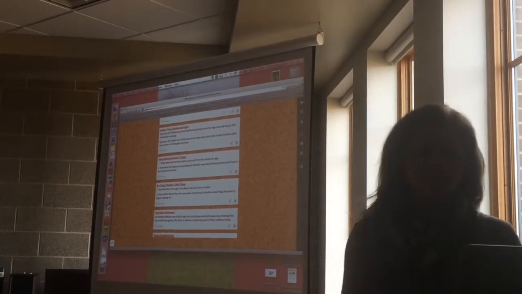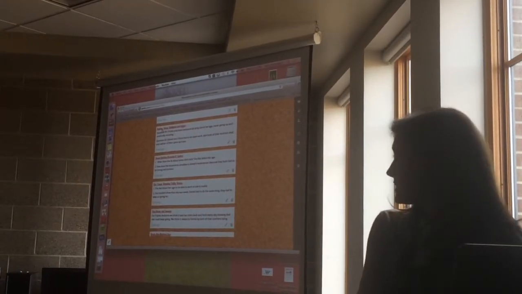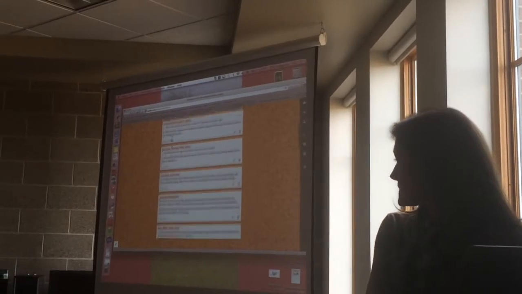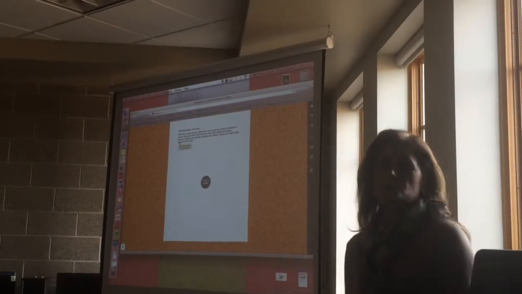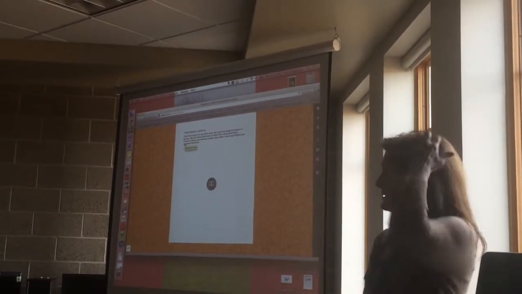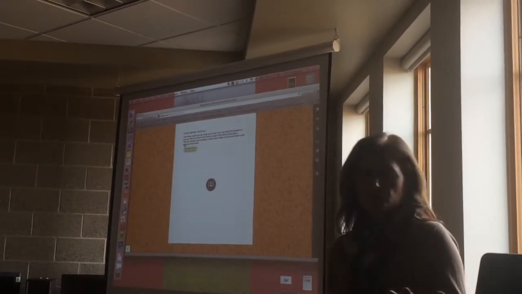So I had the groups post together. You can see they were in their groups and answered the question. And there you go. I mean, that was just one example of using Padlet that the kids were very engaged.